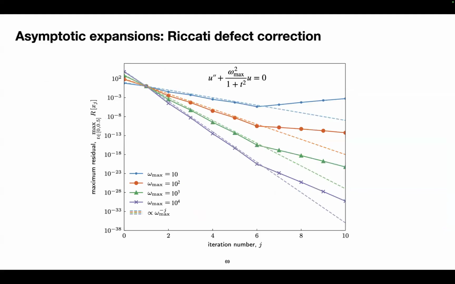Okay, so let's see it in action. What I did here is I plotted basically the error of my approximation for x as a function of the iteration number.